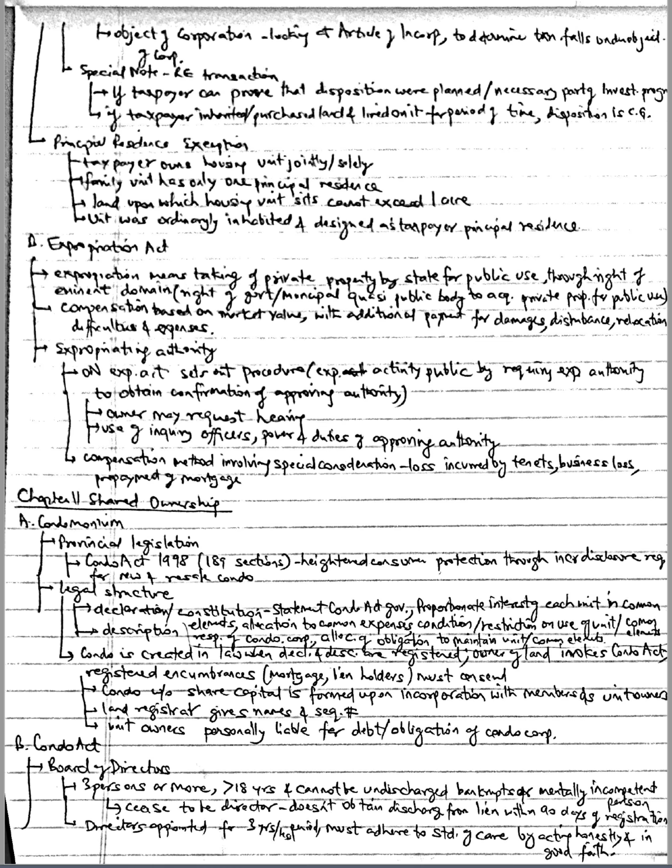So again, to recap, the taxpayer must own the housing unit. The family unit may have only one principal residence. The land upon which the housing unit sits cannot exceed 1 acre. The unit must be ordinarily inhabited in the year, and the unit must be designated as the taxpayer's principal residence for the year. Okay, capital loss is the loss that is incurred from the disposition of a capital property.